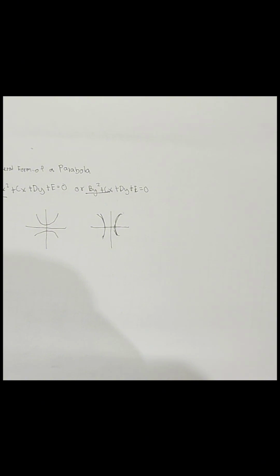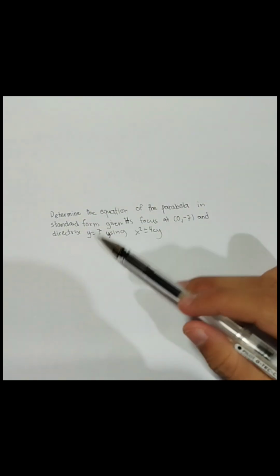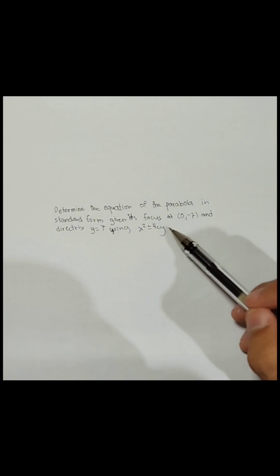Okay, so now that I've taught you about the arcs and the basics of parabola, let's try solving this equation. It says here, determine the equation of the parabola in standard form given its focus at 0, -7 and directrix at y equals 7 using x squared equals 4cy. We're not just going to find the standard form, we're also going to graph it.